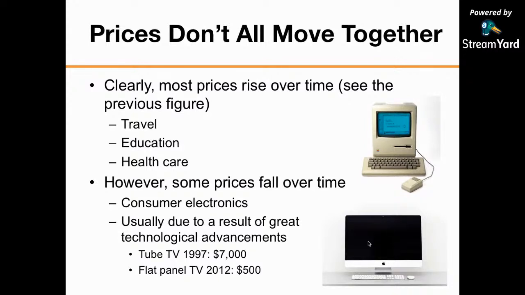These are things like consumer electronics, and this is typically due to technological advancement. The example that they give here is in 1997, a tube TV would cost you about $7,000. And in 2012, a flat panel or flat screen TV was about $500. You could get one for that price. The best example of a good that has prices that fall over time is going to be technology. The reason being, initial prices for technological advancements are going to be high, and they tend to fall as the technology improves.